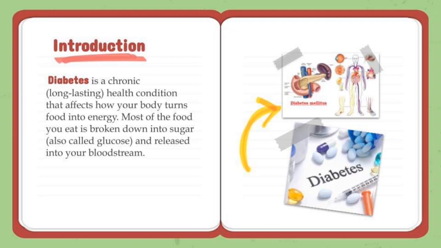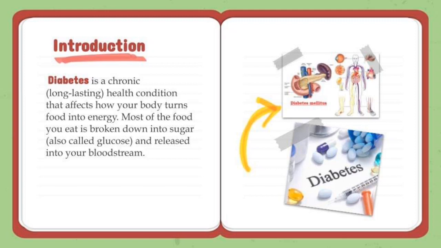Insulin, a hormone made by the pancreas, helps glucose from food get into your cells to be used for energy. Sometimes, your body doesn't make enough or any insulin or doesn't use insulin well. Glucose then stays in your blood and doesn't reach your cells. Over time, having too much glucose in your blood can cause health problems.